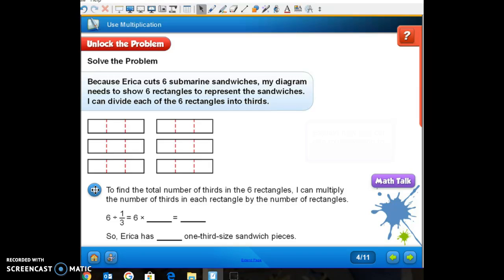Or you can say we had 6 sandwiches, and we divided them into 1/3 pieces. So 6 times what? 3 equals 18 pieces. So she'll have 18 sandwich pieces. Erica has 18 1/3 size sandwich pieces.